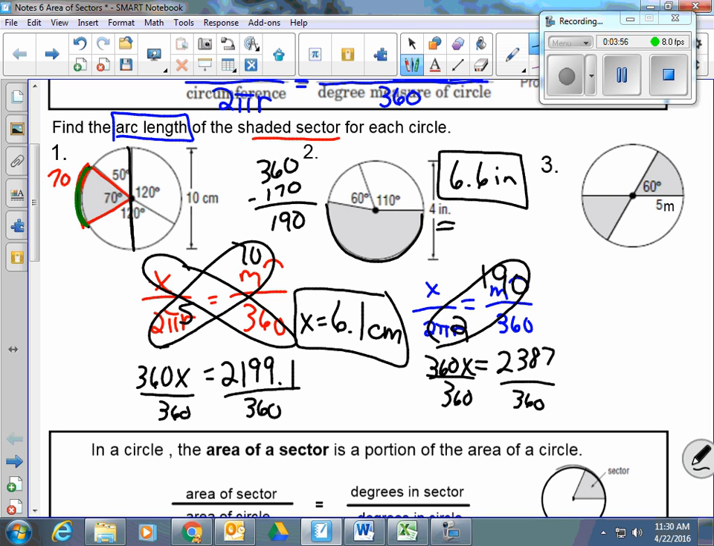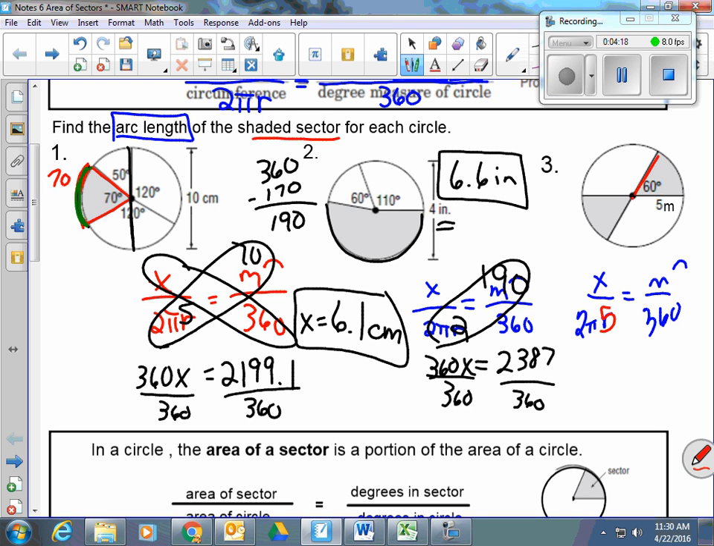No, we're good? All right, so over here, same thing. We're going to use the same formula. We're going to put 360 here. This is going to be 2 pi r. Measure the arc, and this is my arc length. What's my radius on this one? 5. And what's the measure of my arc?